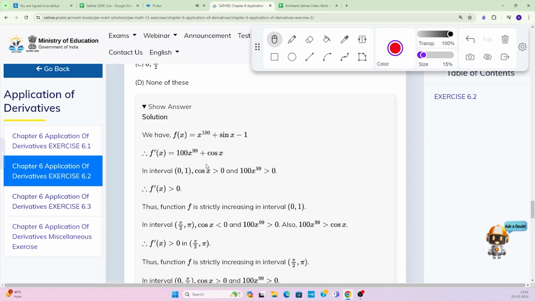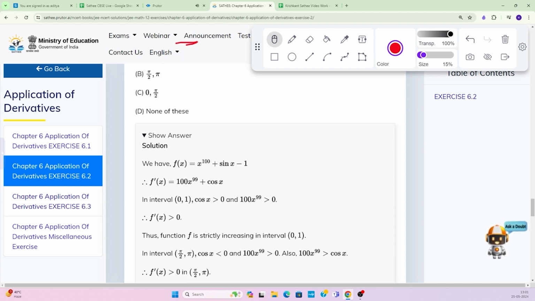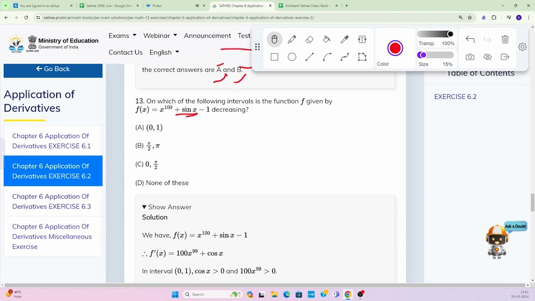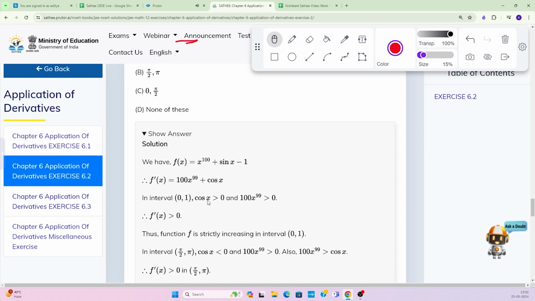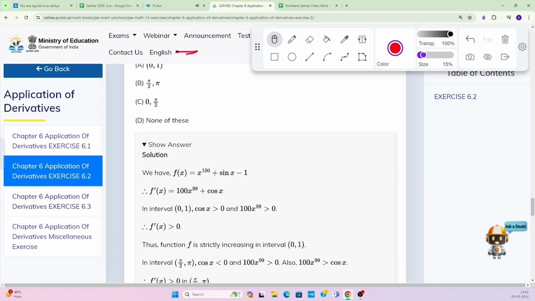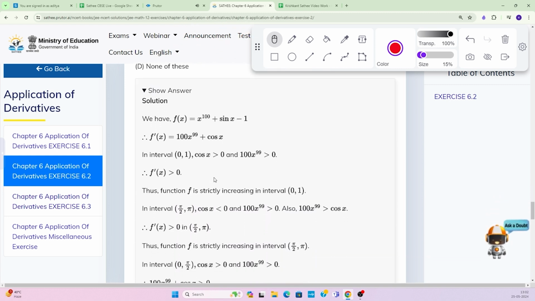First of all, you have to find the interval in which it is decreasing. So observe. The first option is 0 to 1. In 0 to 1, cos x is positive and gives positive output, and x power 99 is also positive. So it will be increasing in this interval. We do not want that. We want our function to be decreasing.